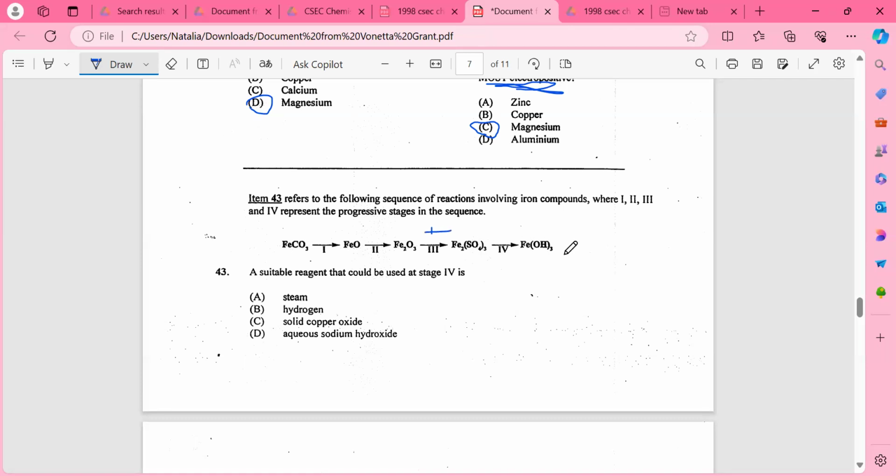And then we have iron hydroxide. So that means we must have reacted the iron sulfate with sodium hydroxide to form iron 3 hydroxide. A suitable reagent to be used at 4 would be aqueous sodium hydroxide. It's the only thing there that provides hydroxide ions.